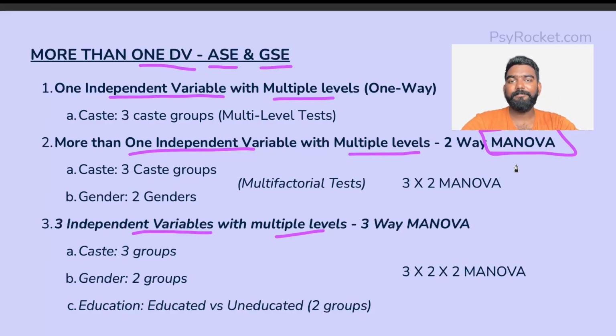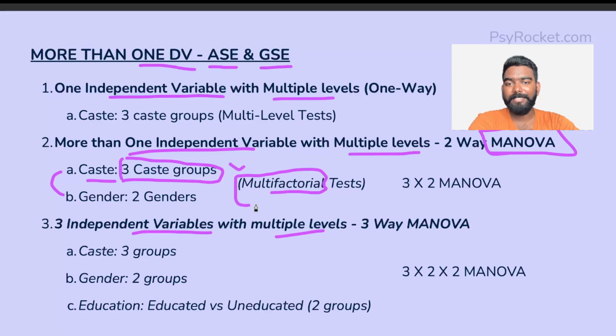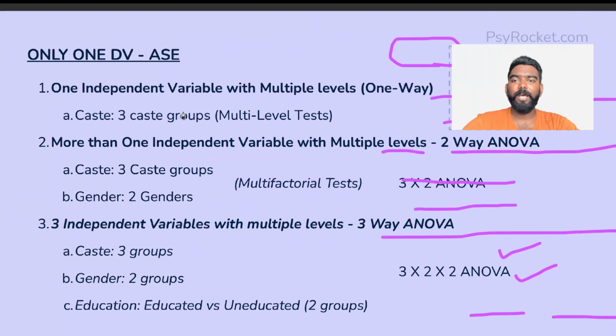MANOVA stands for multivariate analysis of variance. The three caste groups within one independent variable are called levels. If there are two independent variables, they are called factors. We call them multifactorial designs and multifactorial tests. Similarly, if it is a 3 into 2 test, we will use 3 into 2 MANOVA, 3 into 2 into 2 MANOVA and so on. This is the basic difference between ANOVA and MANOVA.